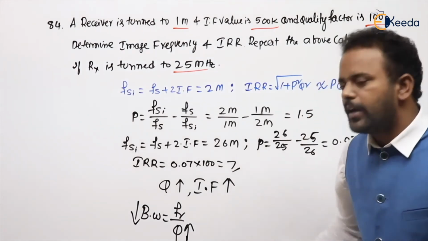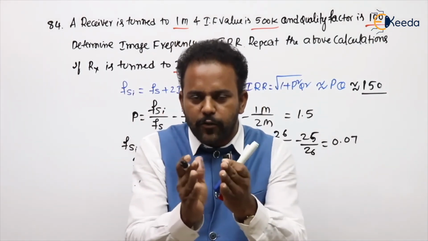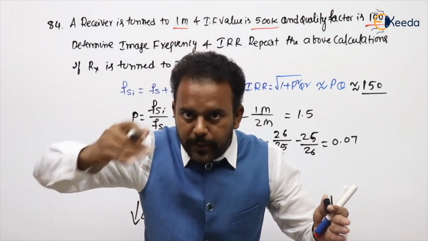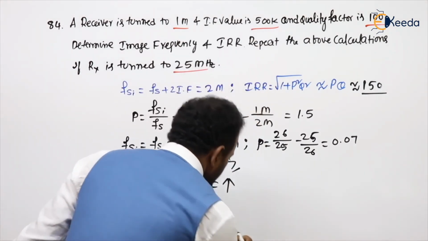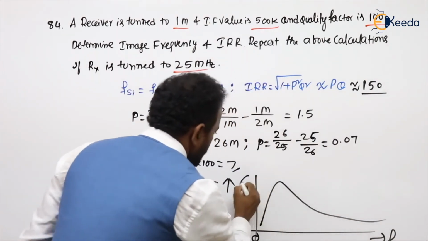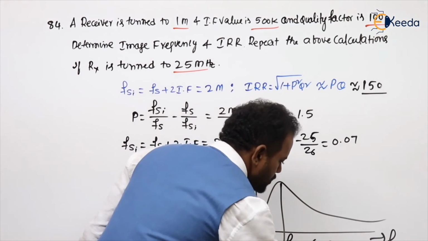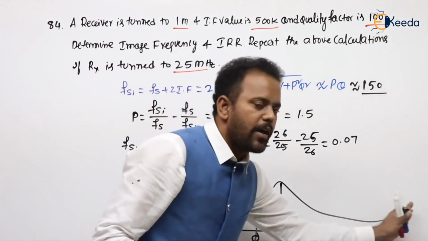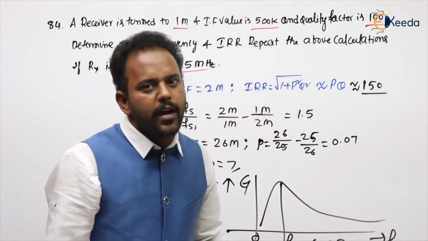What is another option we have? The IF value you have to increase. IF means the gap between FS and FSI is 2IF. If you increase that gap, the gain offered will be very, very less. You can see the tuned amplifier characteristics I drew. For example, if this is FS and the gap is 2IF, if you increase this gap, then FSI will come further away. If it is further away, the gain will decrease. Gain decreasing means IRR value will increase.